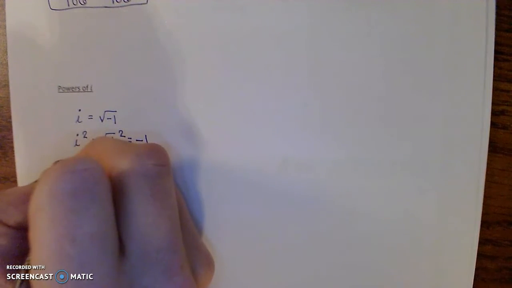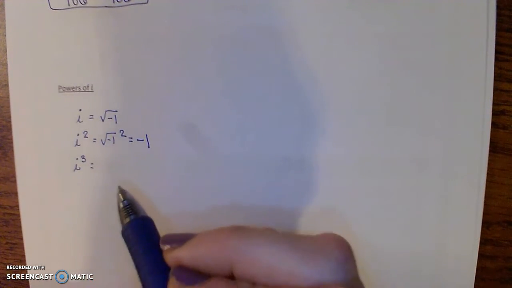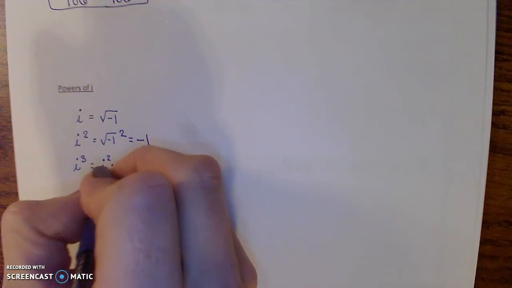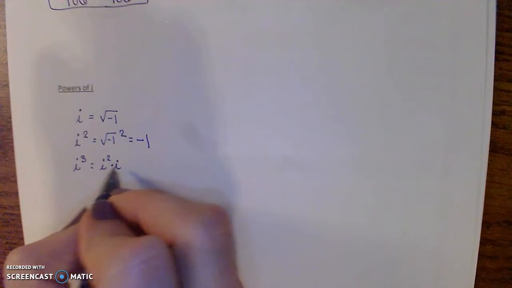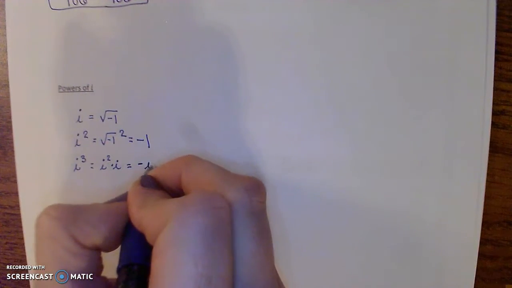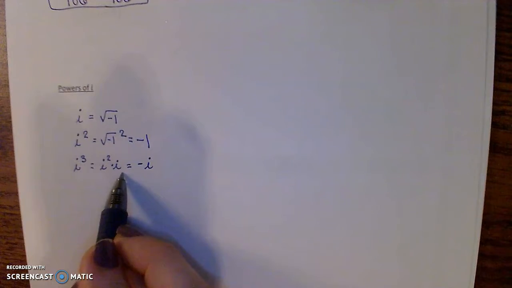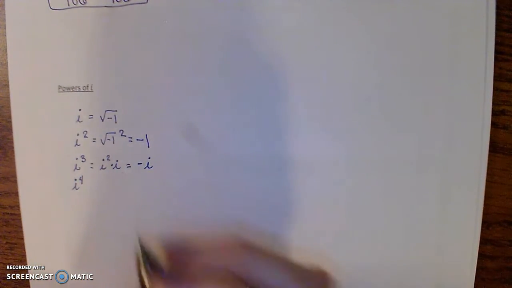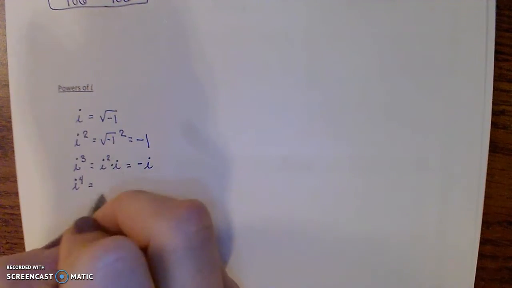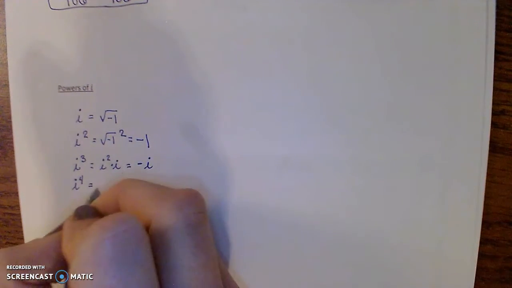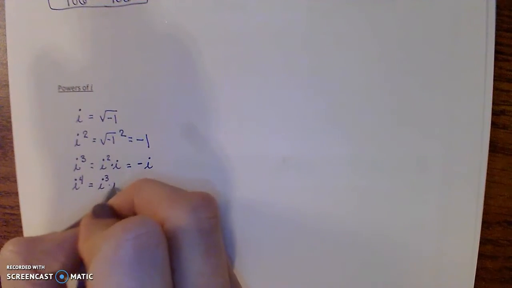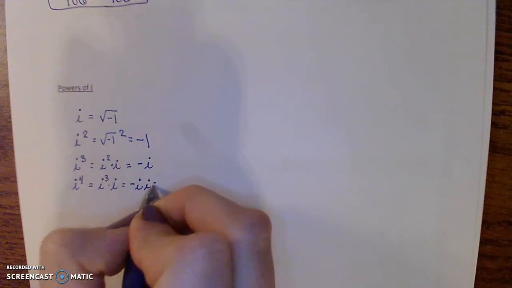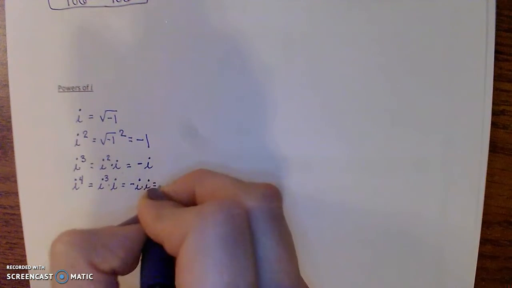Now, if you cube that, that's like multiplying i by itself 3 times. So that's like i squared times i, right? So i squared is -1, so this is just going to be the same as -1 times i, negative i. i to the 4th power, think of that as -i, or like i cubed, times i again, which will be -i times i. This is -1, so -1, +1.